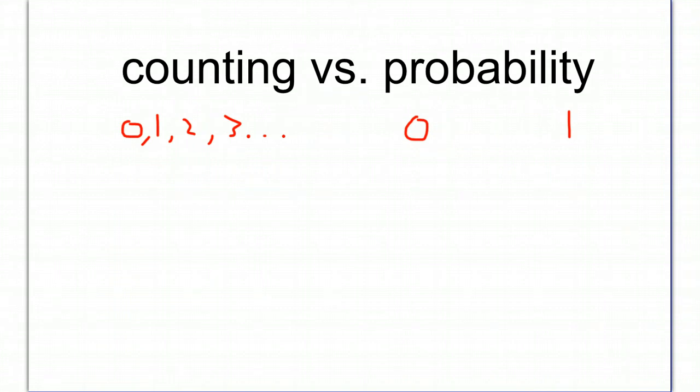Now, when you see the word counting, another phrase you'll often see is how many ways. So how many ways can you do this? Or how many ways can you do that? And that's when you're counting. You're always going to get some kind of number. Probability, you're going to get something over the total. So we'll look at a quick example.